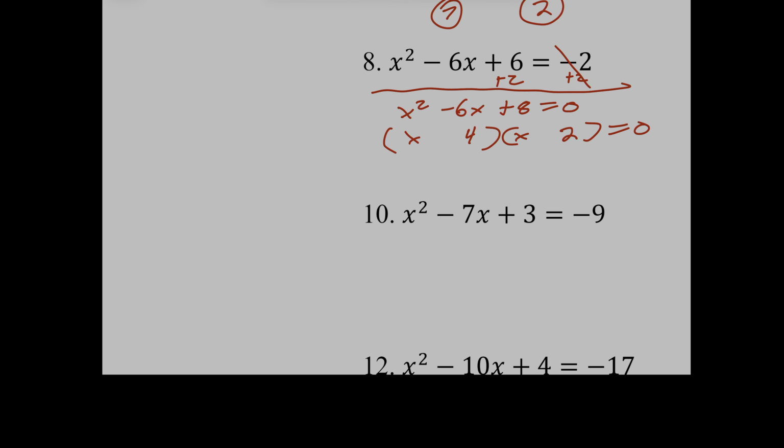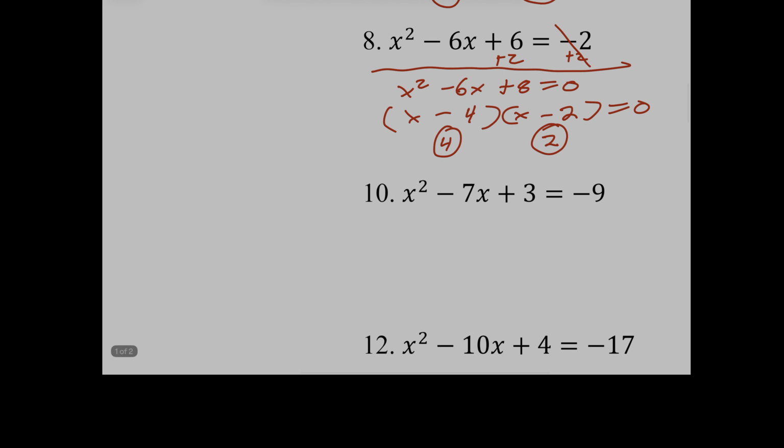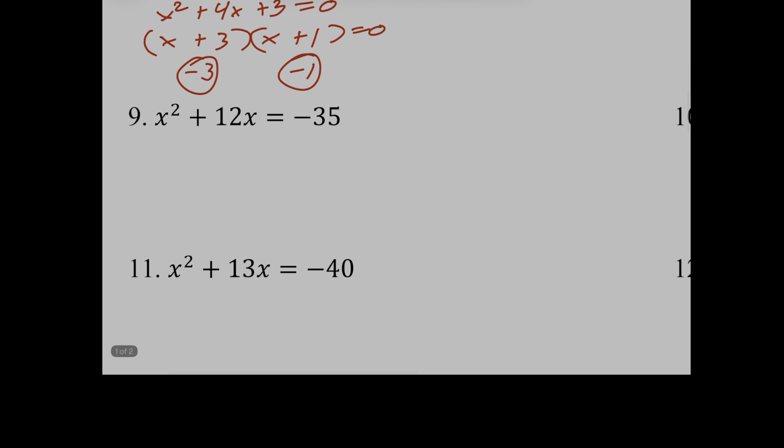And remember all the rules we had. Third term positive, signs are the same. Take the sign in the middle. And that's going to be my answer. And so I'm going to pair a 4 up with that one and a 2 with that one. And now I have parentheses that say 0. All right, just a couple more here.